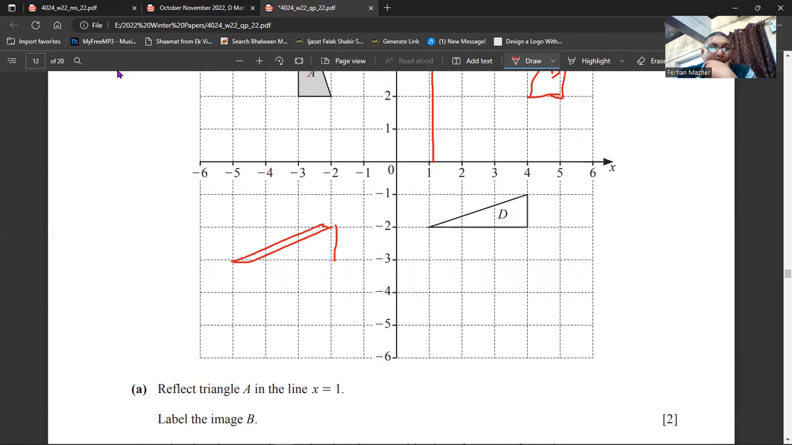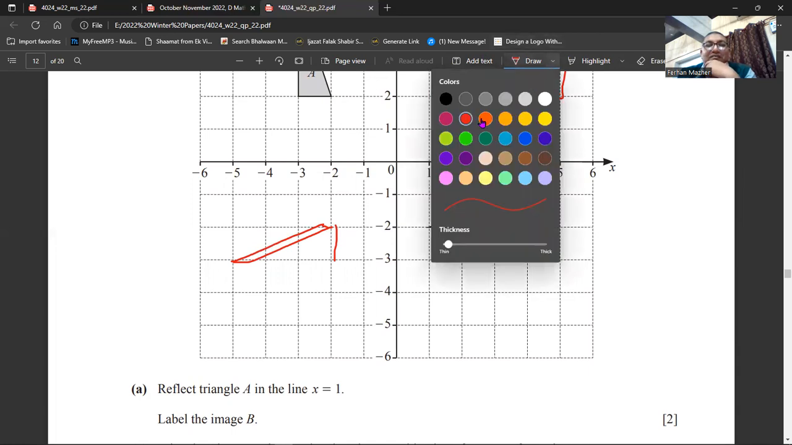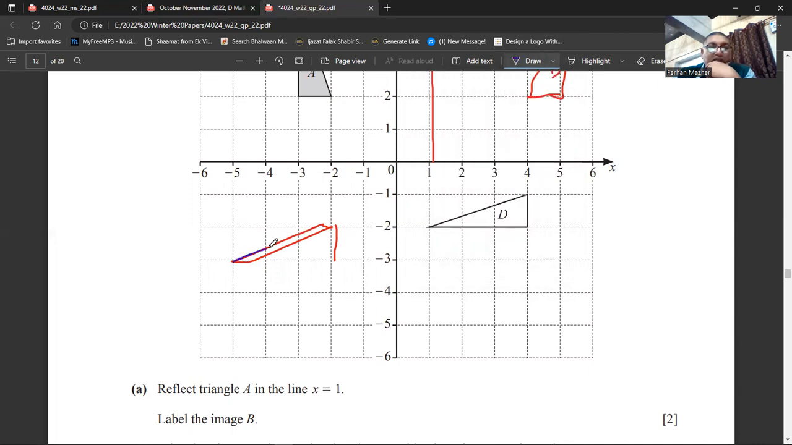This is the one. I'm not making it. Let me change the color. Let me make it blue, so it becomes easy for you. Yeah, this one is right. Yeah, this is the triangle. Okay.